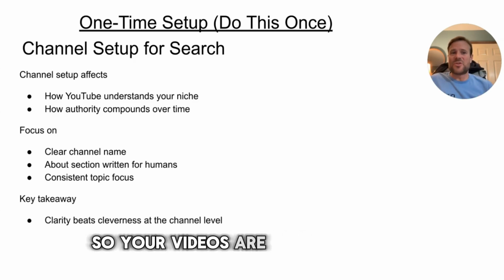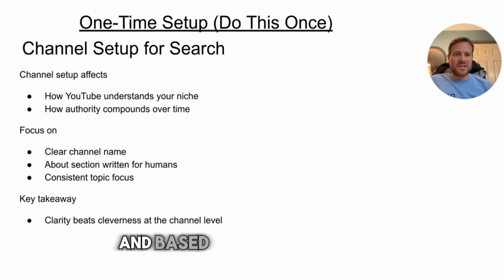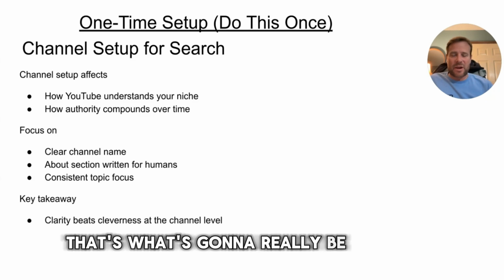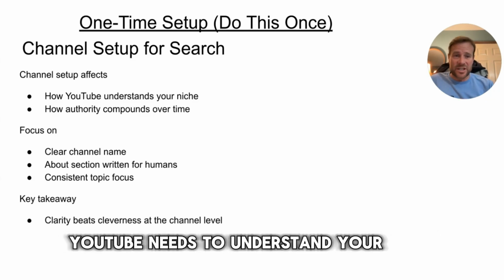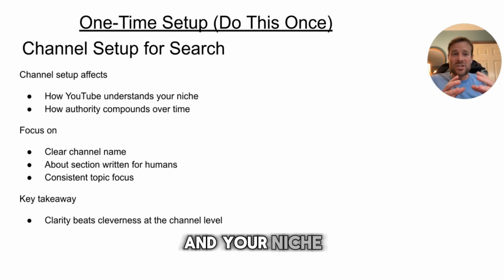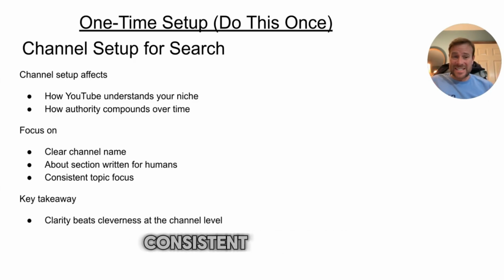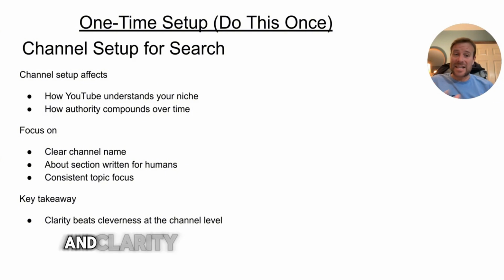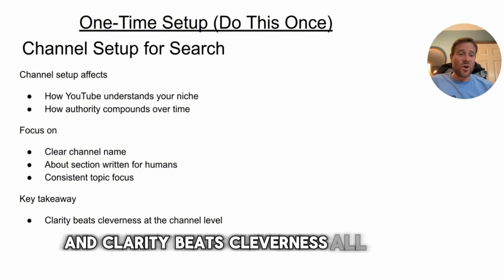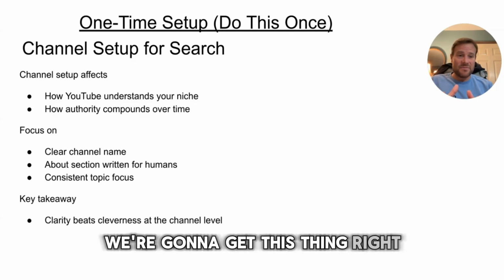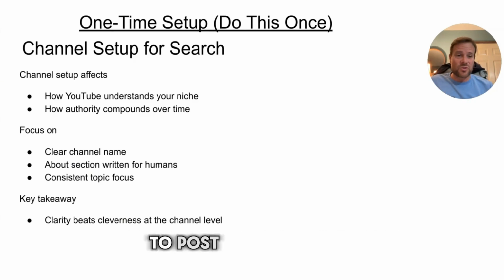So your videos are doing the work with the SEO, and based on the behavior of the users of the video, that's what's going to really be powerful. However, YouTube needs to understand your niche, and your niche and the authority that you have on your niche compounds over time. So the setup is important. It's got to have a clear channel name written for humans, consistent topic focus, and clarity beats cleverness all the time. I've got a worksheet that we're going to fill out. We're going to get this thing right, and we're going to continue to post great content.